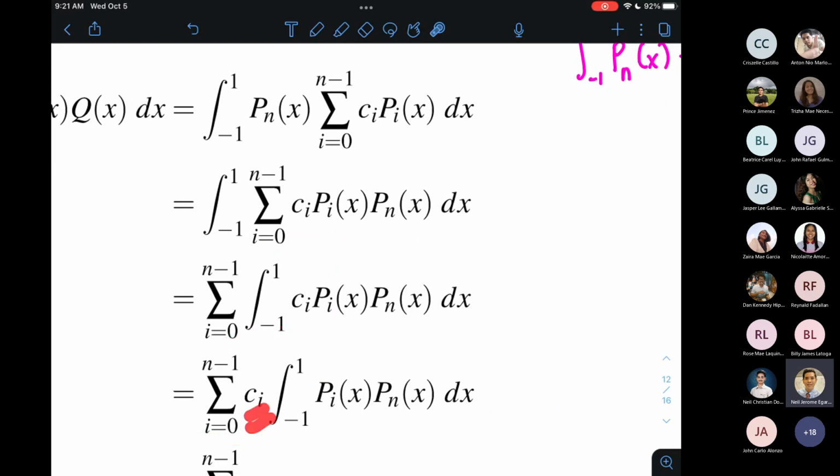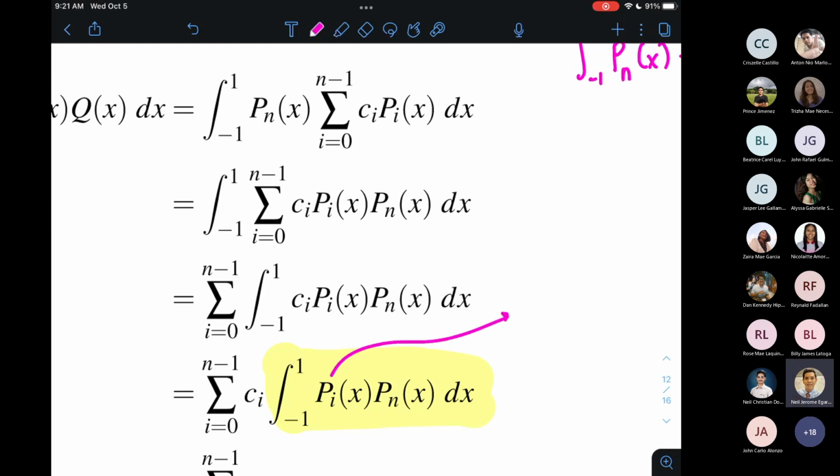But C sub i cannot come out of the summation. Because here, it has an index i, so it cannot leave the summation. Alright? Because C sub i changes in every term of the summation. So C sub i stays here. But we don't need C sub i to go out further because we have this guy now. Okay. So, we have the integral from -1 to 1 of P sub i times P sub n. But what exactly is P sub i?